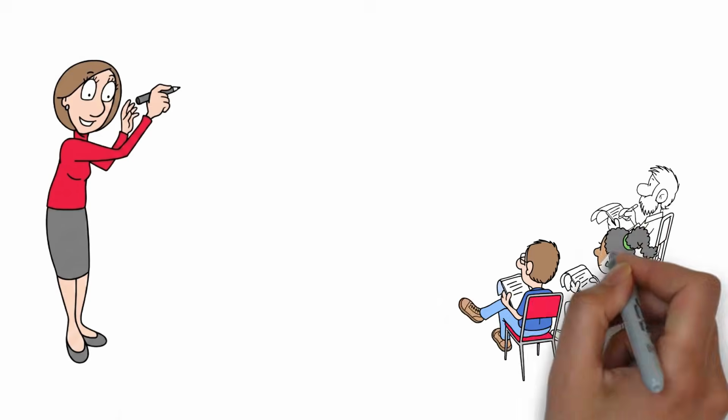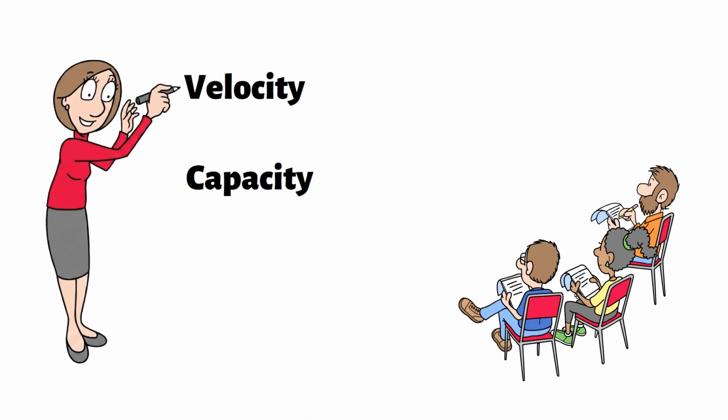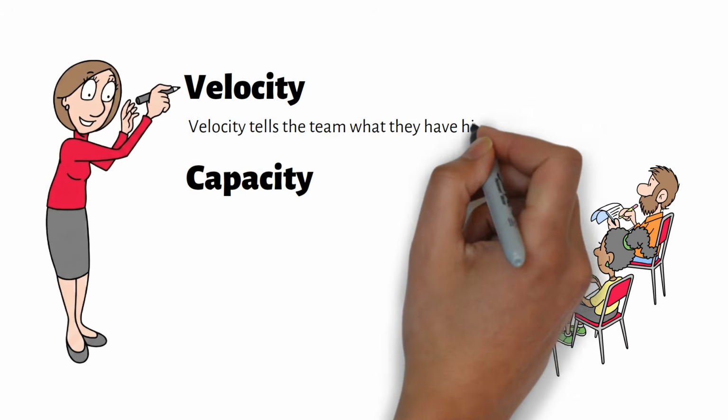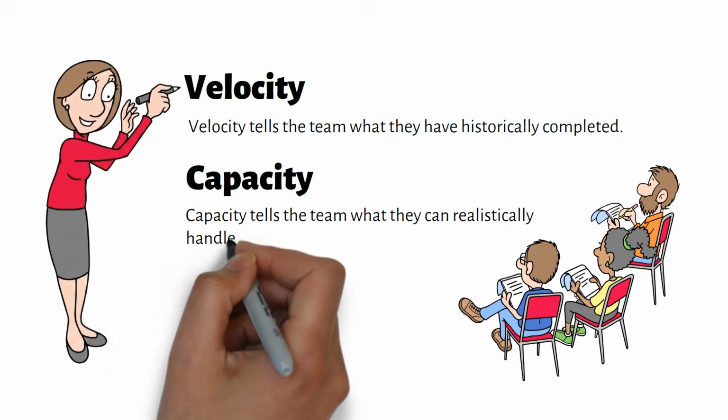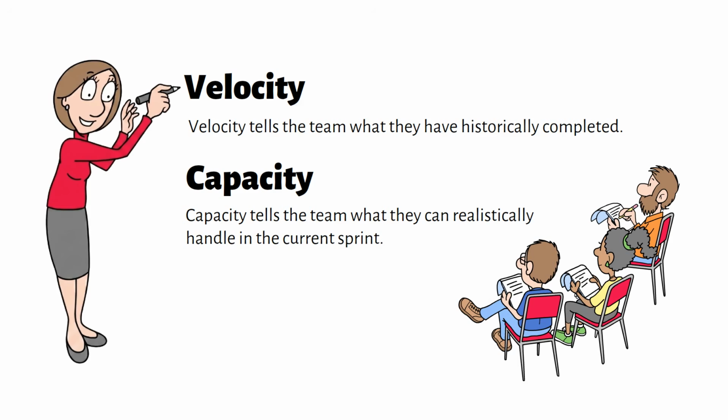This is why sprint planning uses both velocity and capacity. Velocity tells the team what they have historically completed. Capacity tells the team what they can realistically handle in the current sprint.